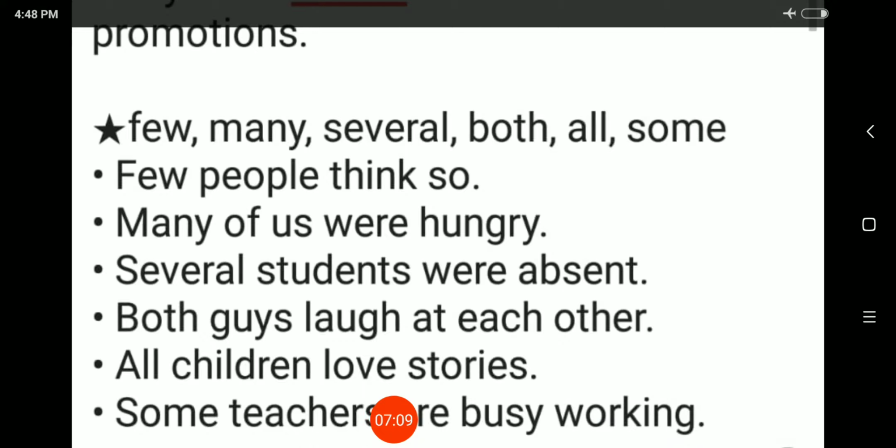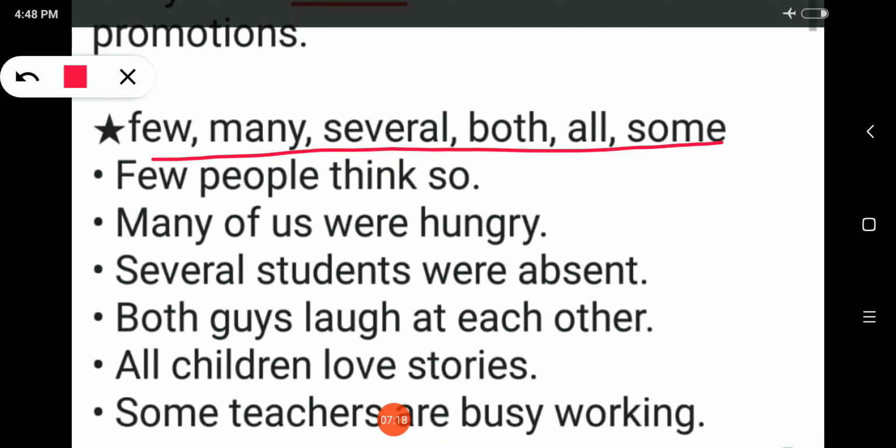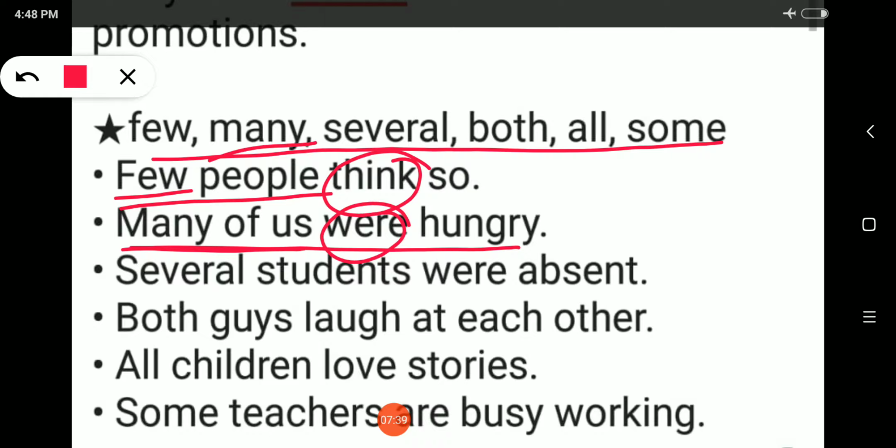Few, many, several, both, all, some. Okay, so when you are getting all these words as a subject, you have to use a plural verb. So here, few people think so. Here think is a plural verb, do form verb. Next, many. Many of us were hungry. So here many of us is the subject, were is a plural verb.